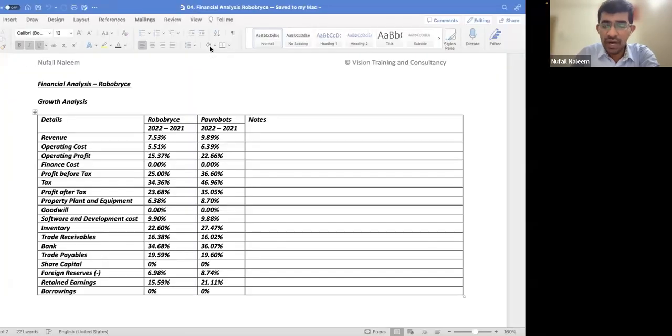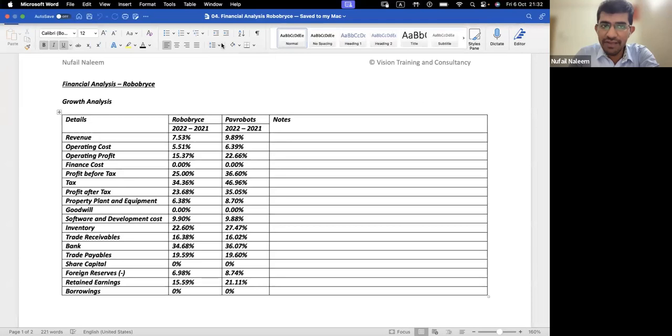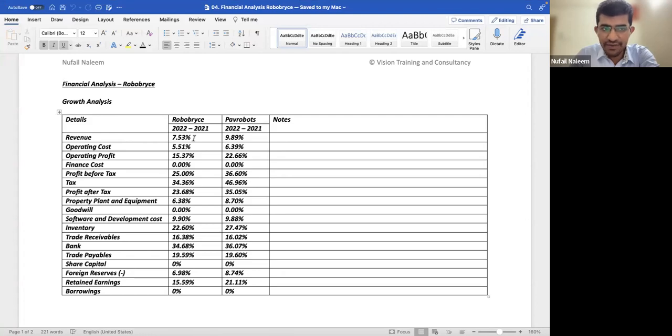So students, our role now is not to do calculations, because you are aware that nowadays we have a lot of software in the market which does the calculation functions even better than human beings. If you observe in this case, the revenue growth of our organization is just 7.53%. But if you observe the competitor, Pavrobot's revenue growth is 9.89%. That means they are leading compared with us. That is the point of view that you have to keep in mind.